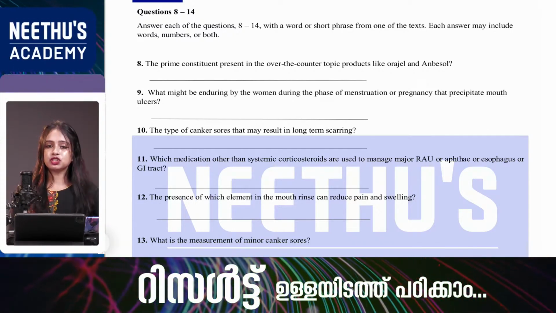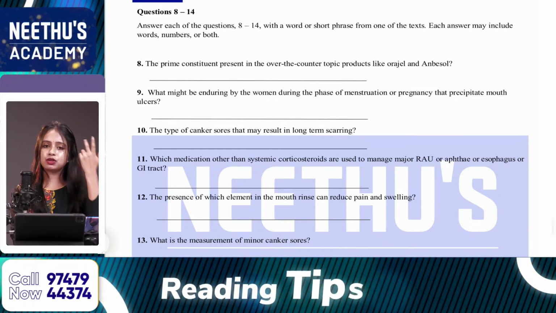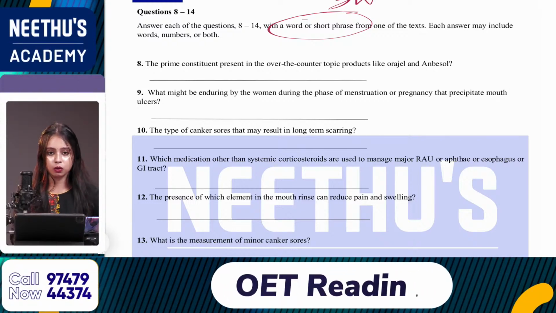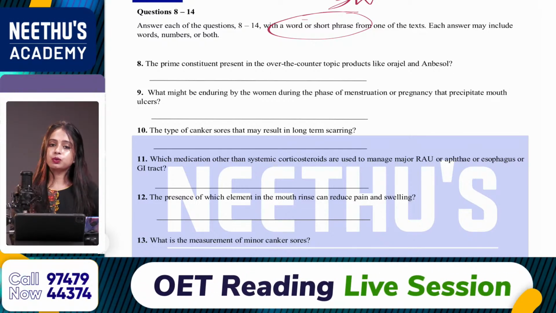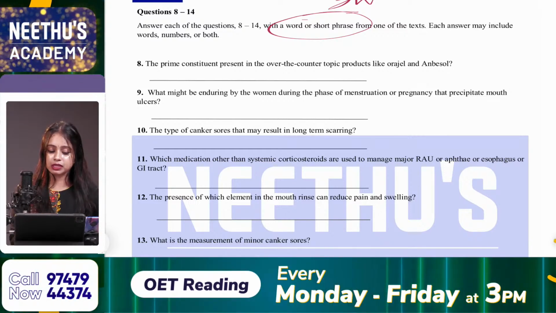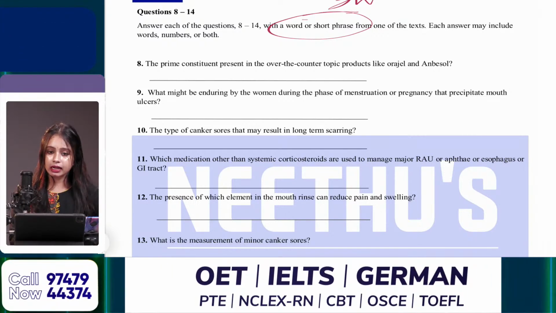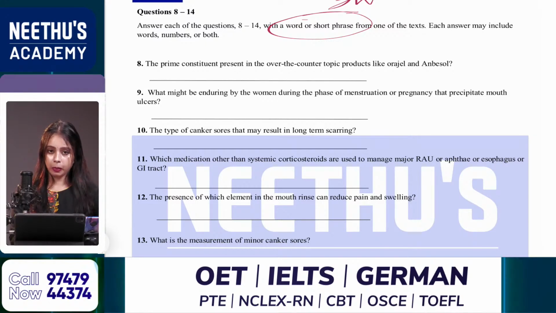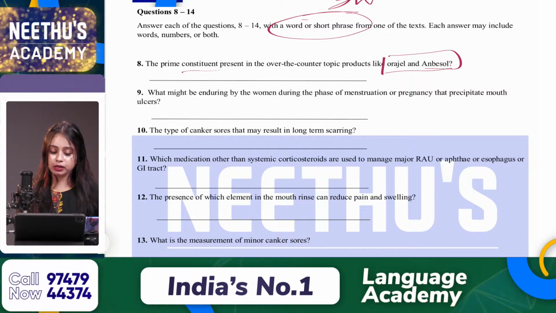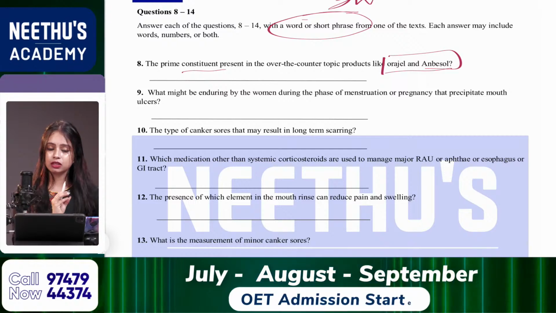Okay, so now we are moving to the next set of questions, which is 8 to 14. And the important instruction, as I always say, is that you can write a word or a short phrase, which means a maximum of 3 words. So what is the first question, the 8th one? The prime constituent present in the over-the-counter topical products. So my keywords are the name of the medication plus constituent. So may I know in the comment box what your answer is for the 8th question?